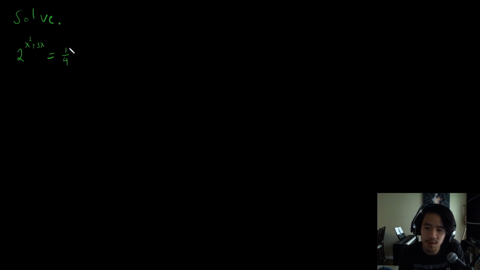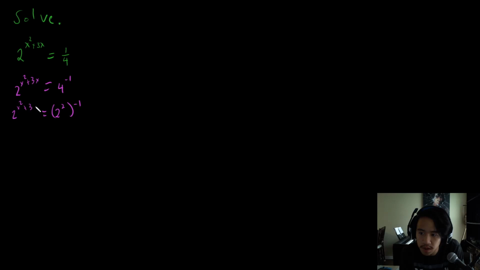So our first thing is that we have 1 over 4. Let's go ahead and change that to a negative exponent. We can say that this is equal to 4 to the negative 1 power. Let's rewrite this left side: 2 to the x squared plus 3x. And now we're going to have to change 4 to be 2 to the something. Well, 4 is 2 squared. So we can say this is 2 squared all to the negative 1 power. And we still got the same stuff over here, 2 to the x squared plus 3x.